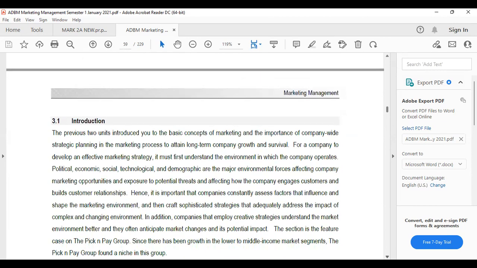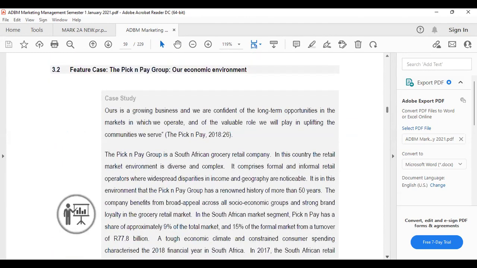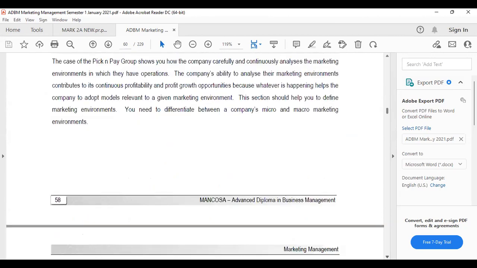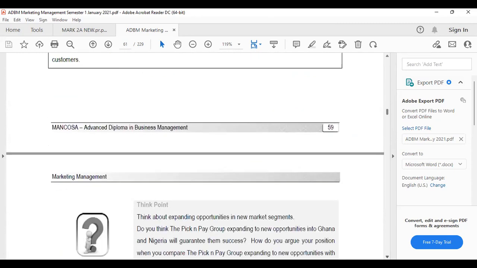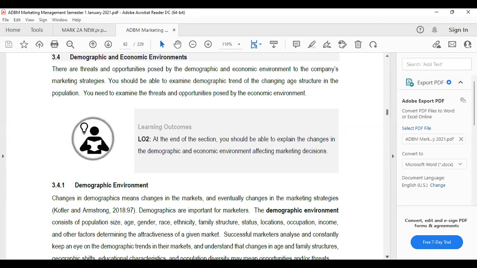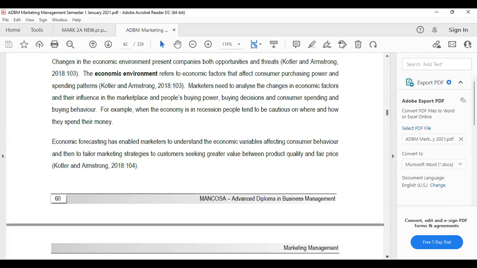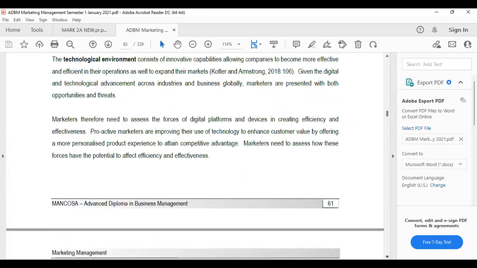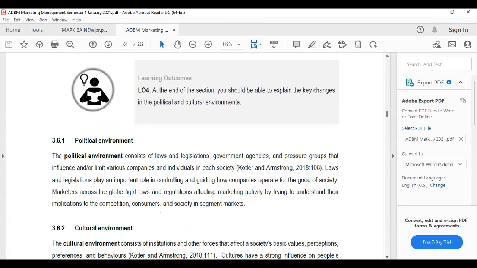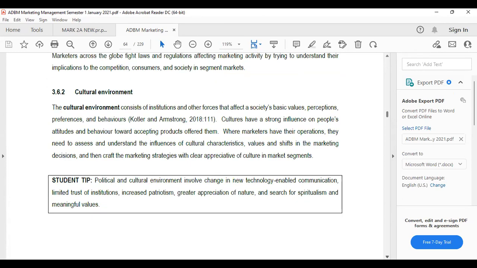So basically, for the macro environment, you are looking at things like your PESTEL analysis, which is basically your political factors, your economic factors. Let me go to them. Right, this is the macro environment. So you're looking at the demographic environment, economic environment, the natural, the technological, the legal environment, and the cultural environment. So let's try to answer the question.